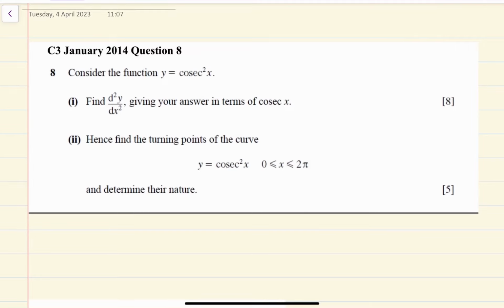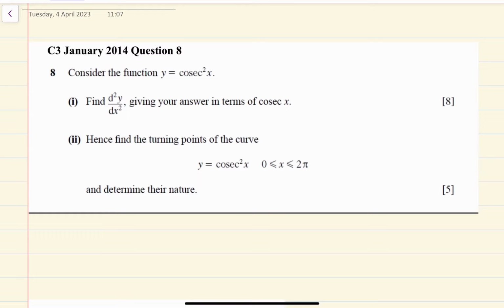Okay, this is the solution to C3, January 2014, question 8. It's a differentiating trig question. It says, consider the function y is equal to cosec squared x, find d2y by dx squared, giving your answer in terms of cosec. And this is an 8-mark question.